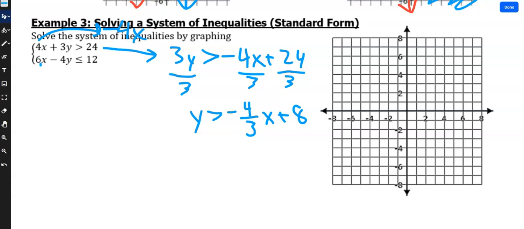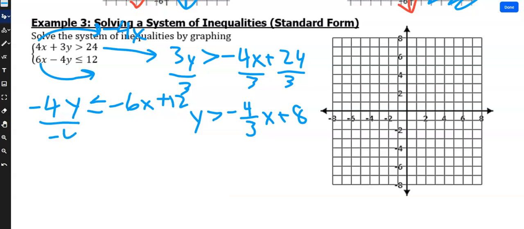And then, of course, you do the same thing with the next one. You'd subtract that over, and you'd get negative 4y is less than or equal to negative 6x plus 12. Then we can divide by the negative 4.